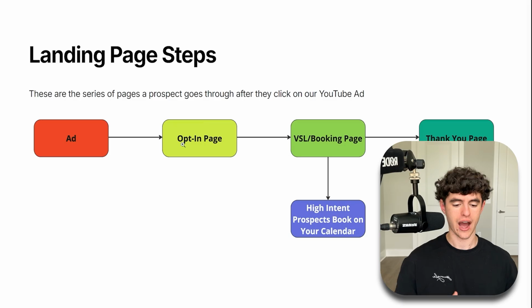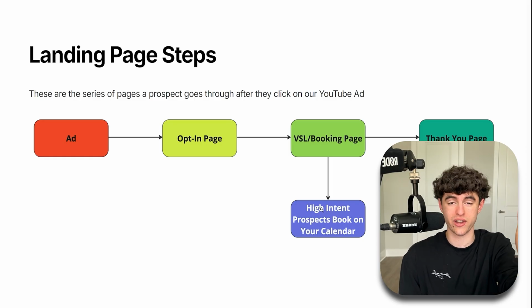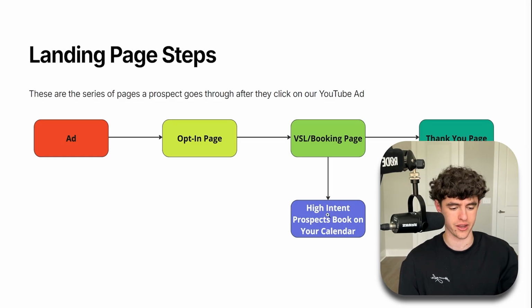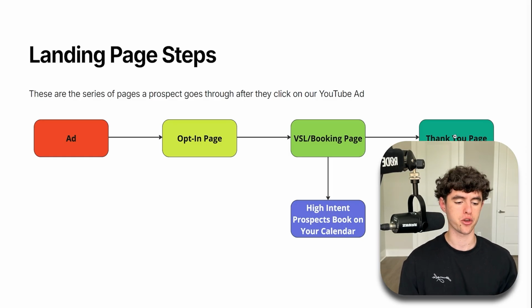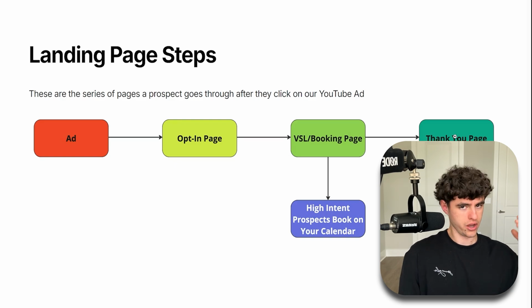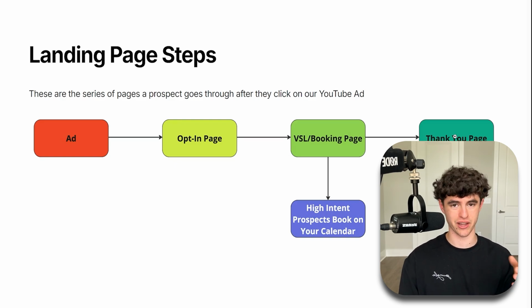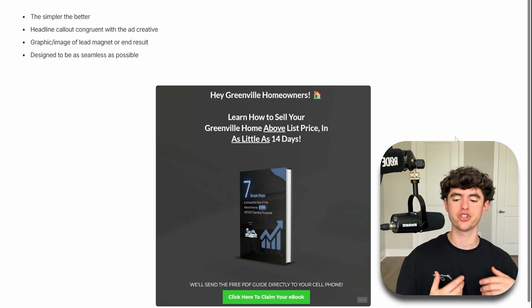For example, we have an opt-in page, then a VSL and booking page, which is important because those who submit their information on the booking page are the highest intent prospects, because they're booking directly into your calendar and want to speak with you directly. Then finally, a thank you page, just to promote testimonials, case studies, and explain the next steps that are required for your offer.